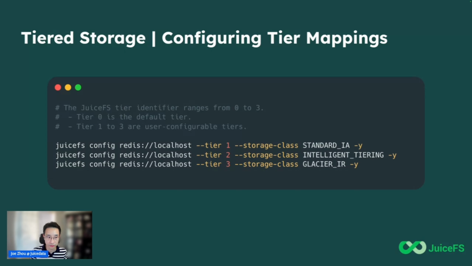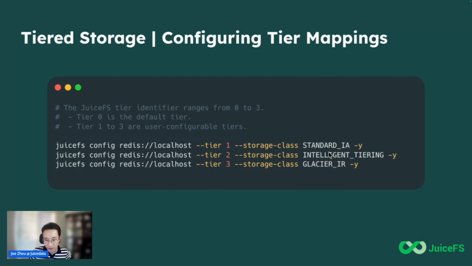This way we give you the most flexible way of configuring this, no matter what kind of object storage service you're using. And you can also pick some of the storage classes that could be beneficial to you. Currently we have 0 as the default tier on the JuiceFS side, and tiers 1 to 3 are configurable, and you can map them to the underlying object storage we'll be using, like this.